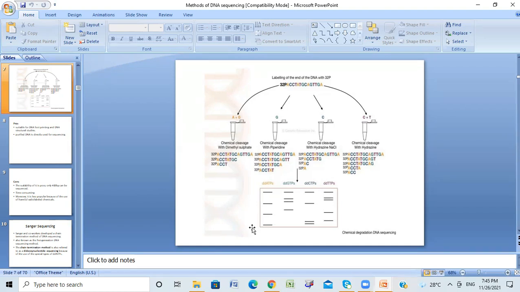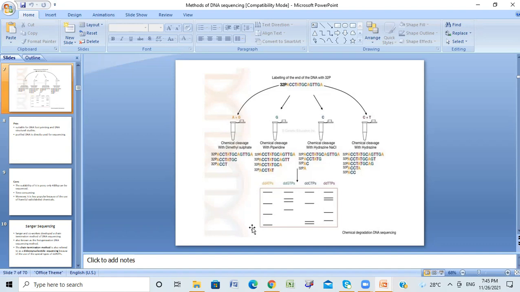The electrophoresis principle is what? Can you recall it? So DNA is negatively charged or positively charged? Negatively charged. So that will move towards the positive side or negative side? Positive side. So it will move towards the positive side.